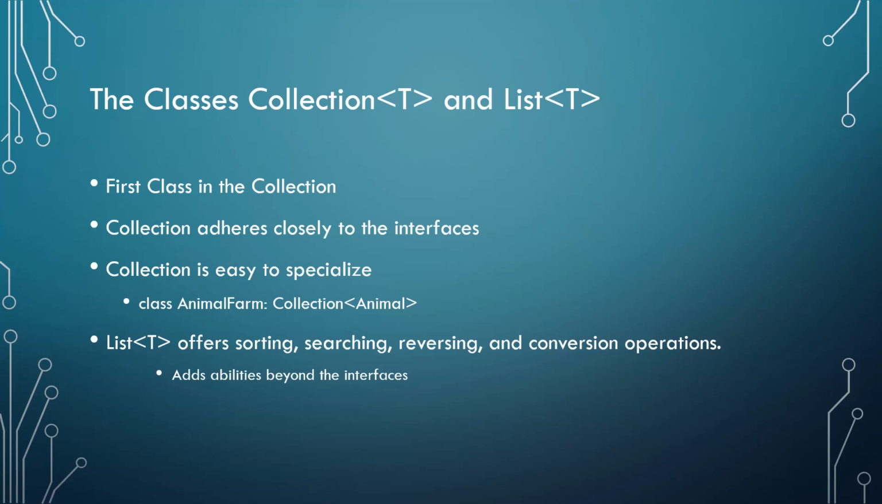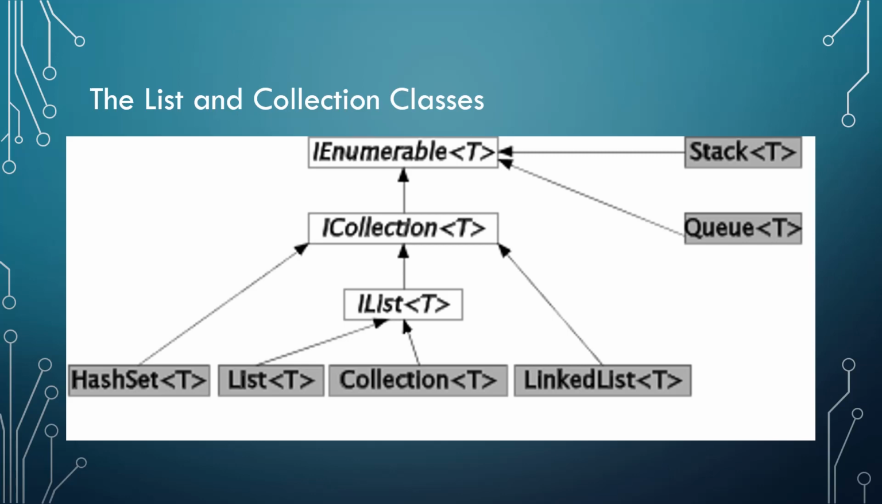to the basic interface elements that we inherited from. So again, IEnumerable, ICollection, and IList, and List and Collection both inherit from that. Notice we'll discuss linked list next. Notice that linked list is not an IList, but it is an ICollection. And the distinction between Collection and List is that Collection adheres closely to the interface, whereas List adds methods that are beyond what is promised with IList or ICollection or IEnumerable.